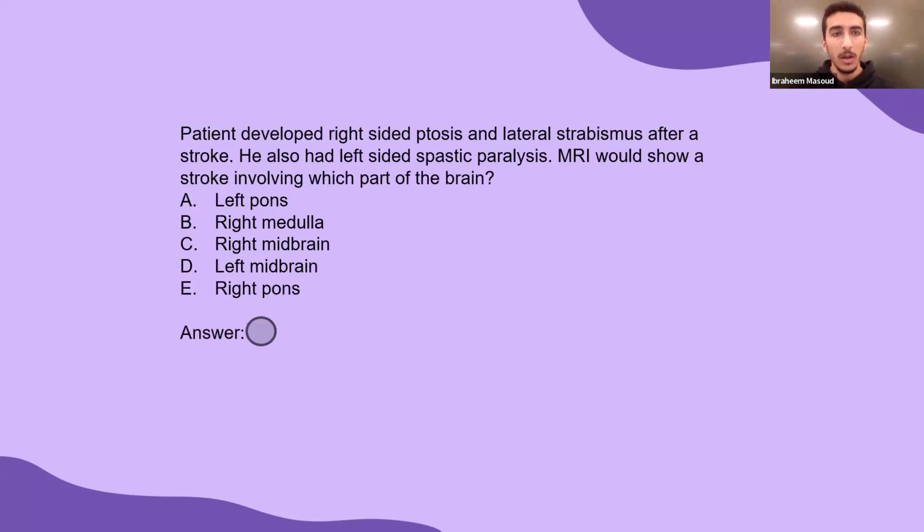All right. So patient developed right side ptosis and lateral strabismus after a stroke. So the right eye cannot open, and when he looks to the medial side, so for example, when my right eye looks there, it will go laterally. And he had left-sided spastic paralysis. This is hinting to something.